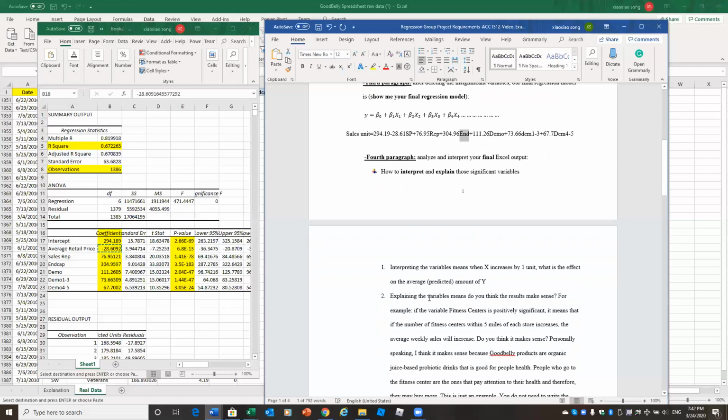The next one, explain the variables. Oh yeah, I'll ask you to also explain. So you think it makes sense, yes or no? So you have to do this part by yourself, right? Since we already have the final regression model, I want to ask you, hey, you think the selling price increase will decrease the units? Do you think that makes sense?